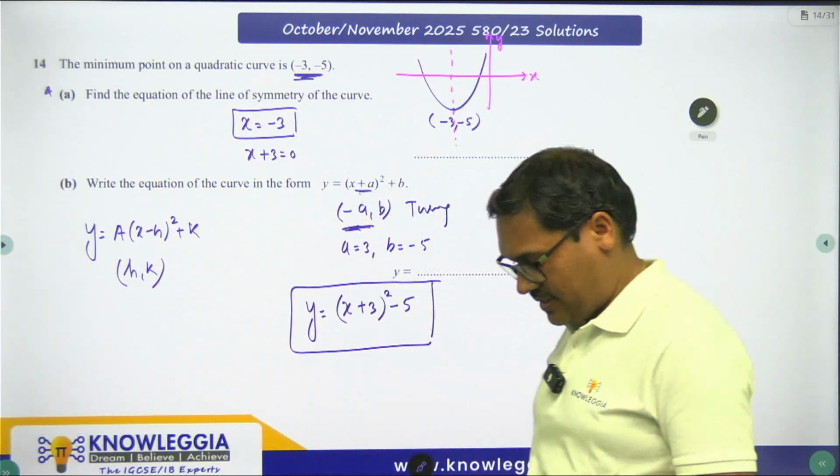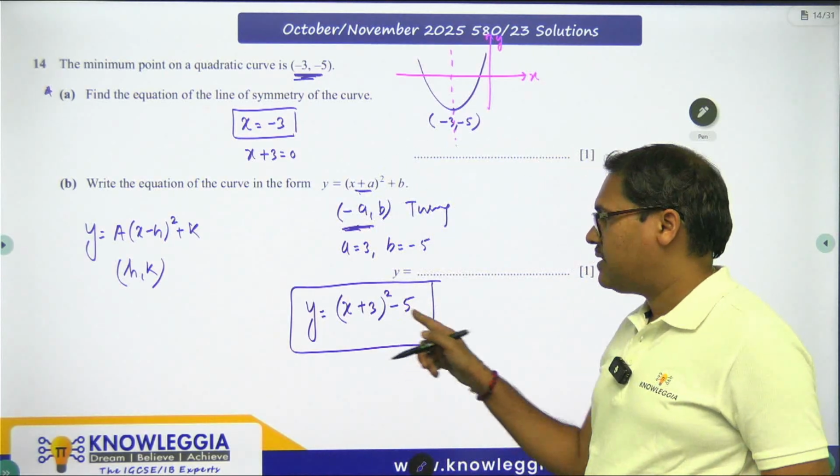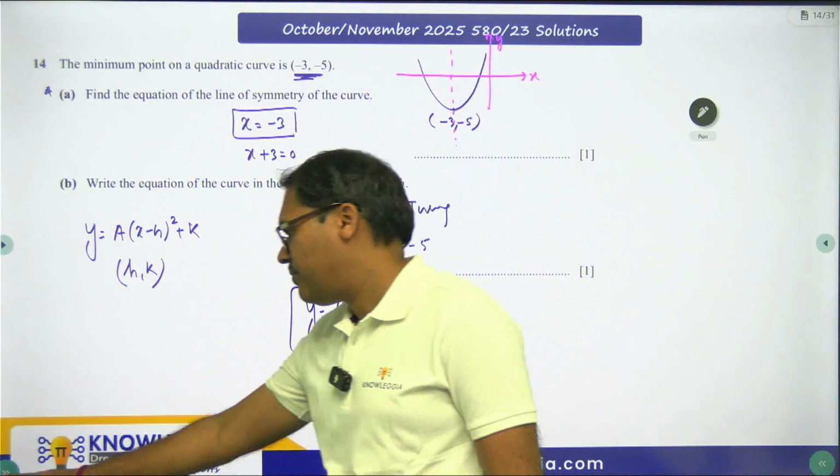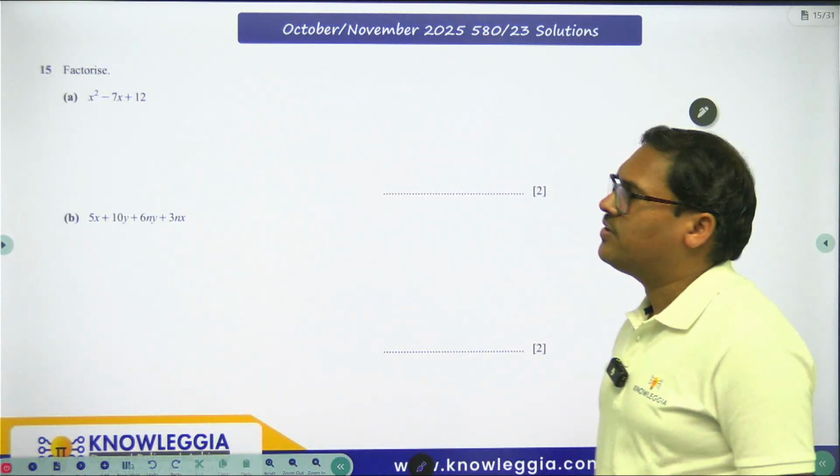I hope this is clear. So let's check the answer. This is y is equal to (x plus 3) square minus 5. I hope this is clear. Okay. Next question. You have to factorize this.